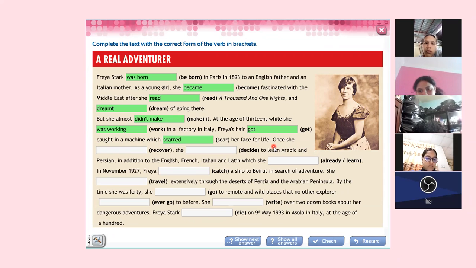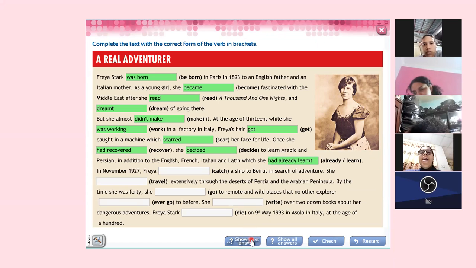Continue, Jameli. Once she had recovered, very good too. She decided to learn Arabic and Persian, in addition to the English, French, Italian, and Latin, which she had already learned. Had, remember that we are using the past perfect. Had already learned. Continue.